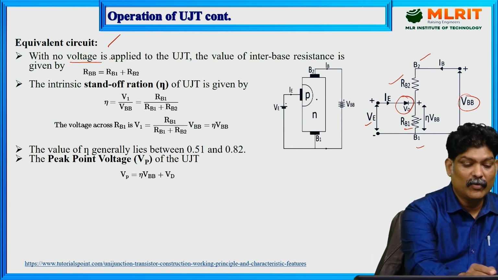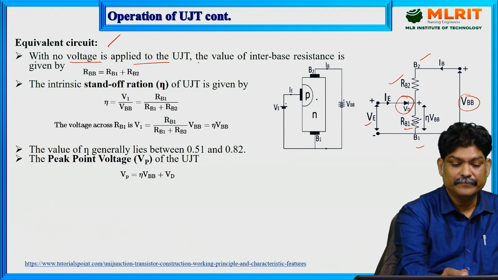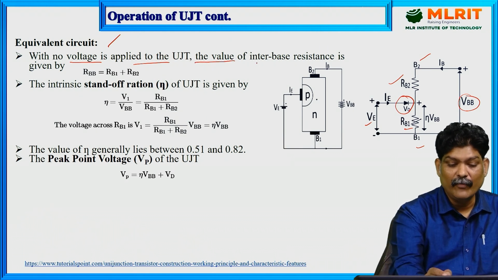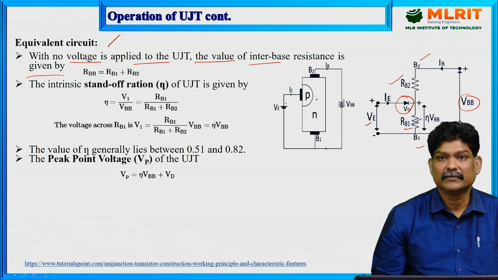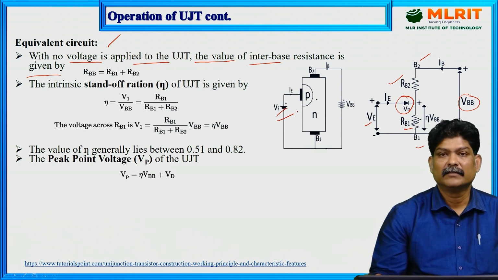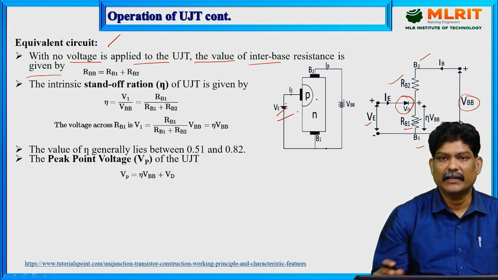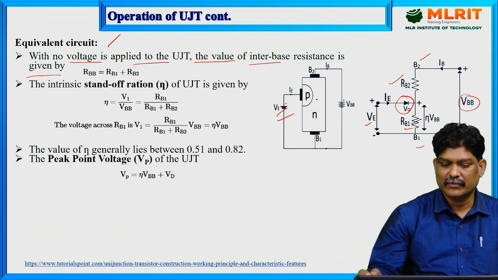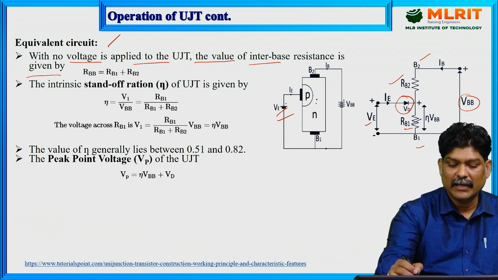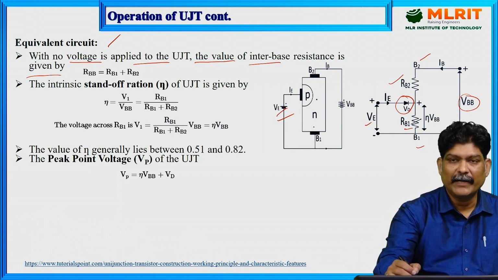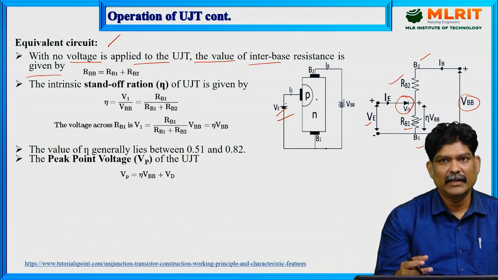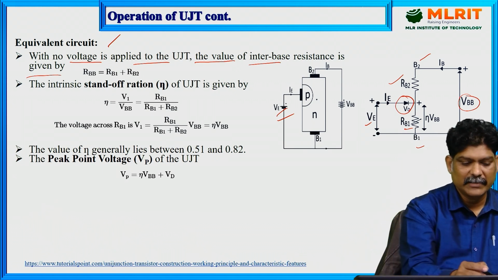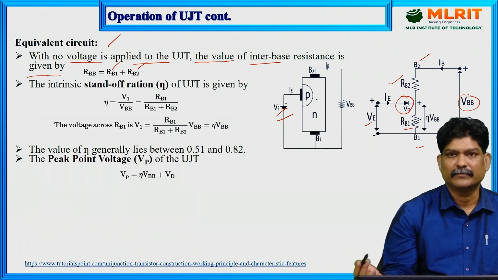So with no voltage applied to the UJT, the value of interbase resistance is given by... we are not giving any emitter voltage, so it is the ideal case. So what will be the resistance? The lightly doped N-type semiconducting bar can be represented as a series combination of resistors. That resistance is given by RB1 plus RB2.